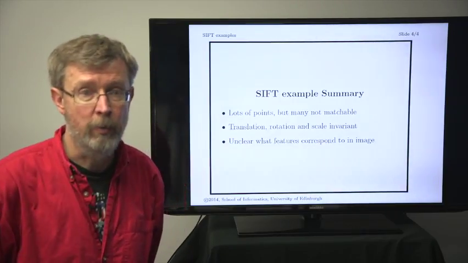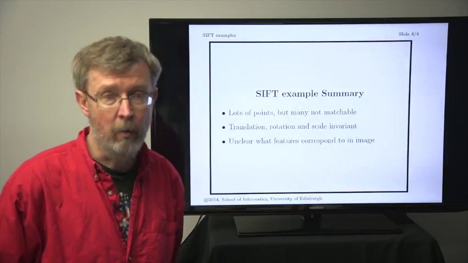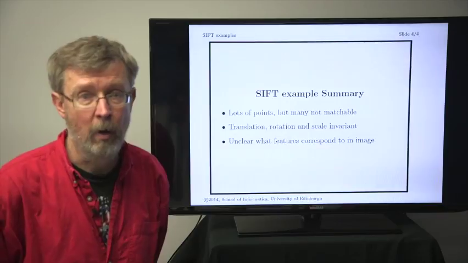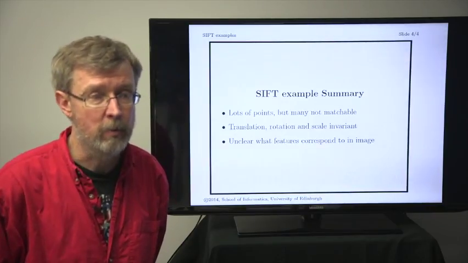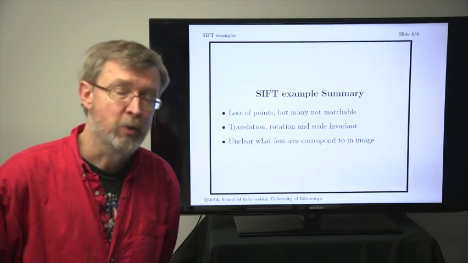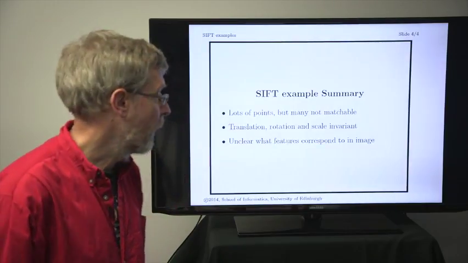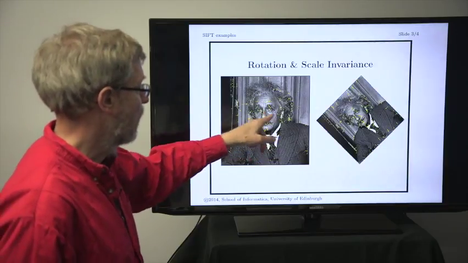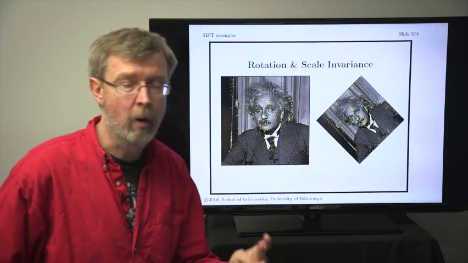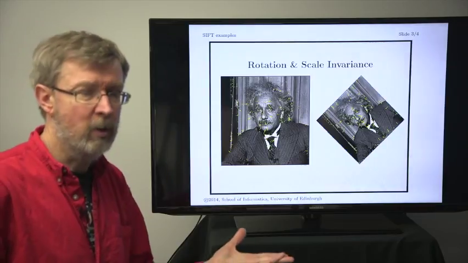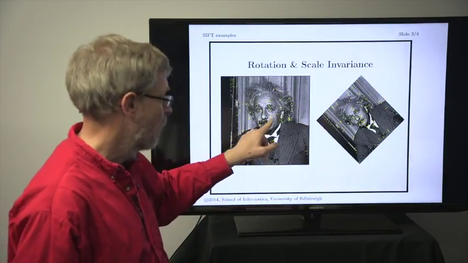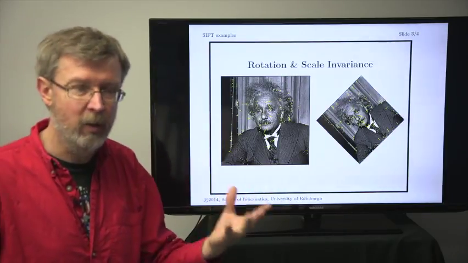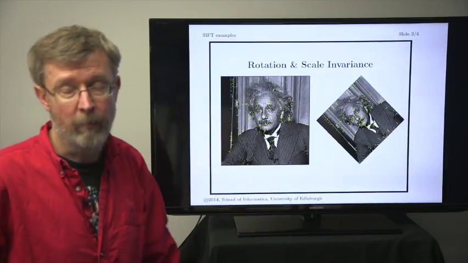From the little example with the picture of Einstein, we could see how the translation, rotation, and scale invariance seems to have worked okay for a large number of those feature points. Also, if we go back to this image itself, you'll see that there are these feature points, and they are stable and they are invariant, but you might say, well, what do they correspond to? If you look here, you can't really see anything in the intensity image that really tells you that that's exactly what it is.